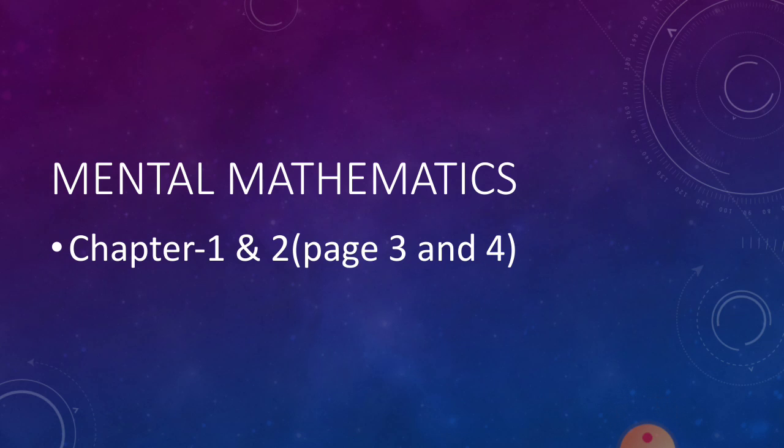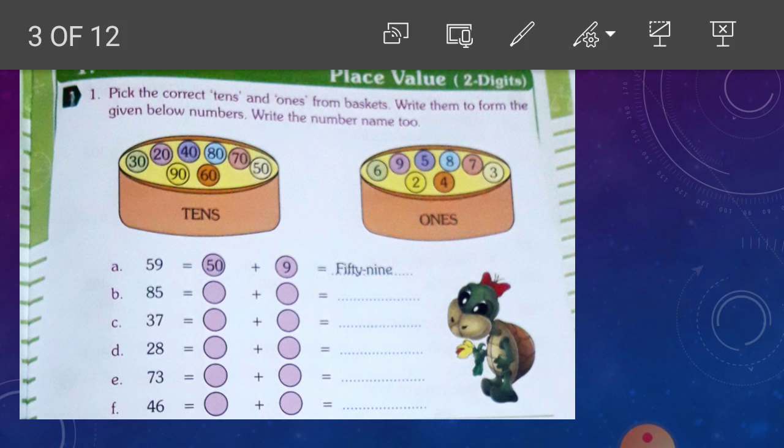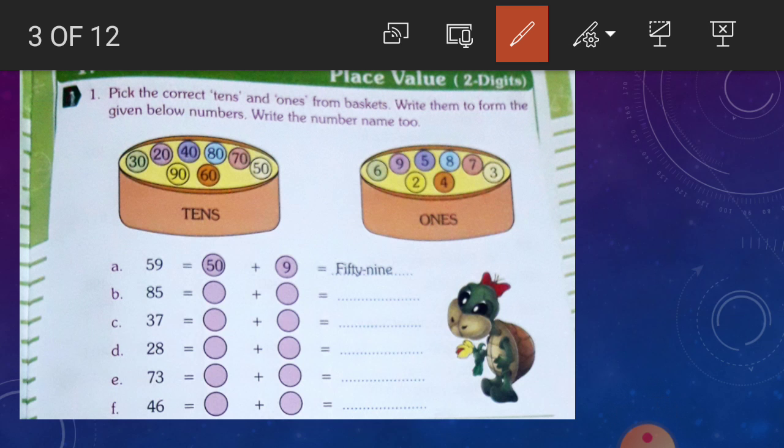Today we are going to solve mental maths. This is page number 3 of your mental maths book. Children, here two baskets are given. You can see ones and tens. And you have to pick the correct number and fill the given circles.